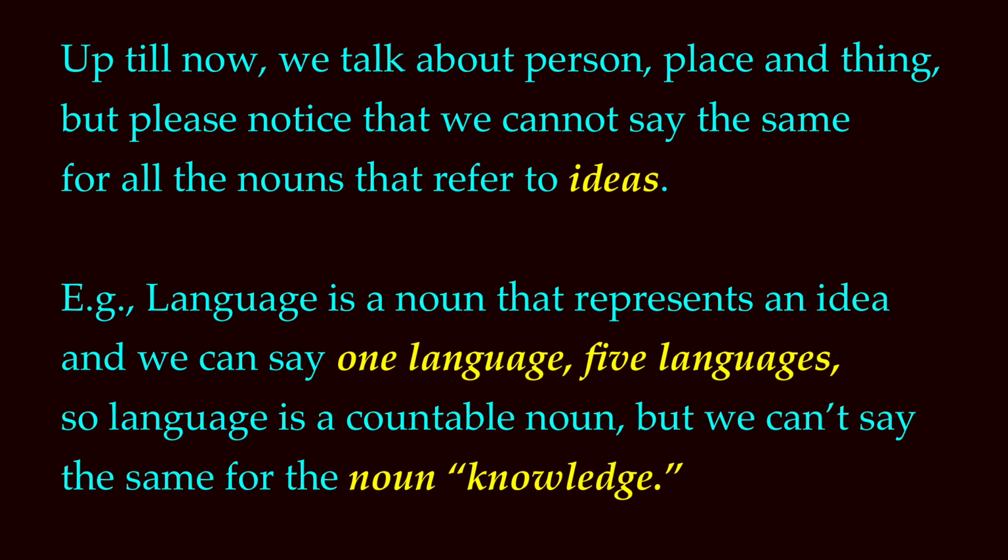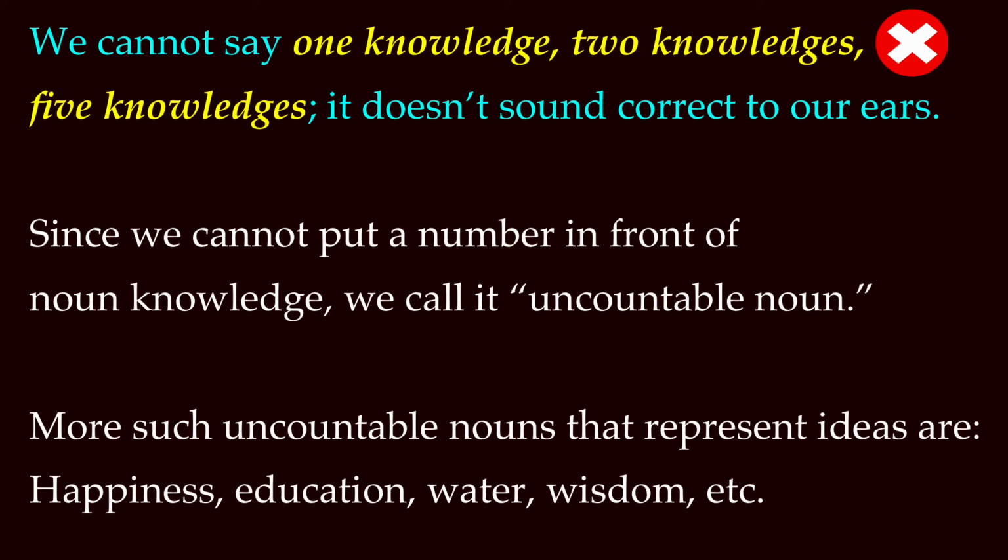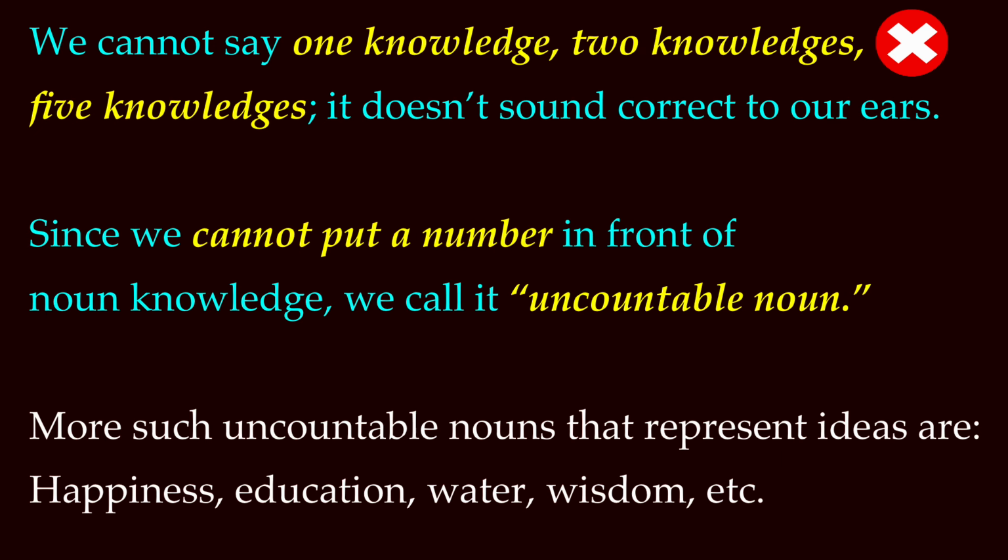But we can't say the same for the noun knowledge. We cannot say one knowledge, 2 knowledges, 5 knowledges. It doesn't sound correct to our ears. Since we cannot put a number in front of noun knowledge, we call it uncountable noun.